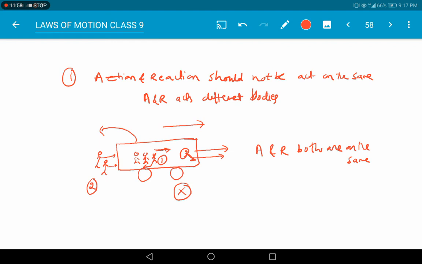But when you come down from the bus, action acts on the ground and reaction acts on the bus. Then the bus will be in motion. So this is the best example to check that action and reaction act on different bodies. They should not act on the same body.